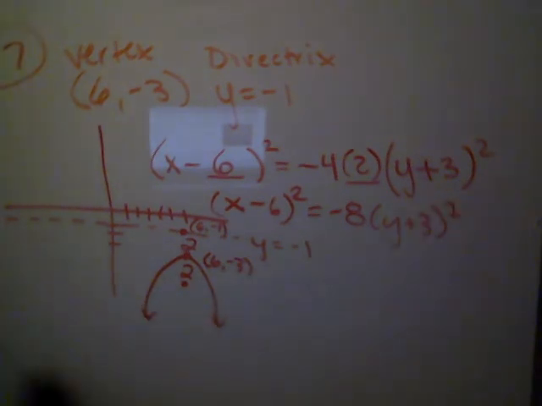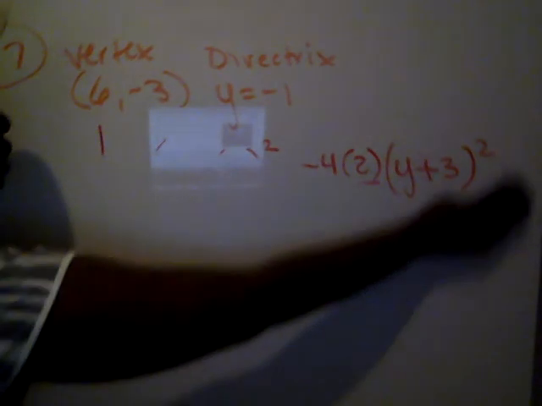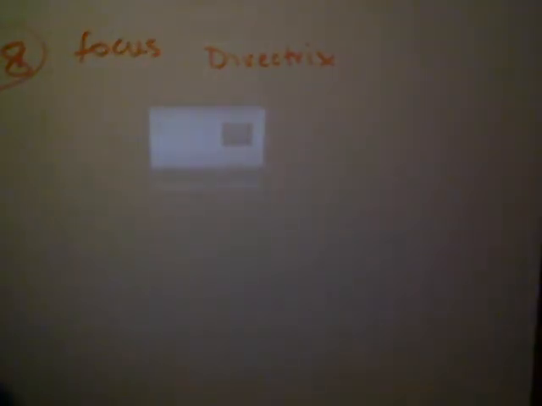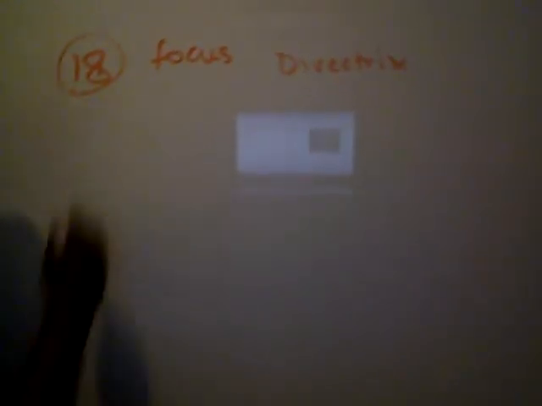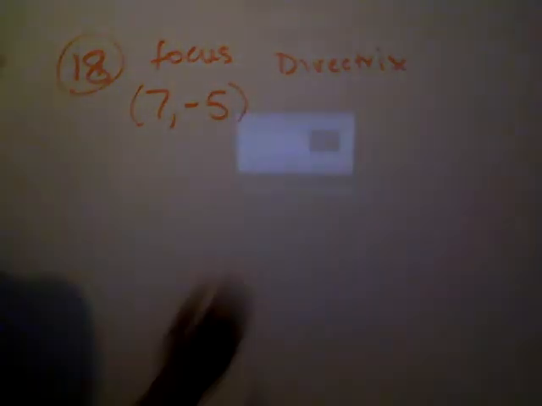All right, and then if we finish up with number 18, this time they give us the focus and they give us the directrix, and they want us to figure out the equation. So this is now number 18. The focus is 7, -5. And the directrix they tell us is y equals 3.